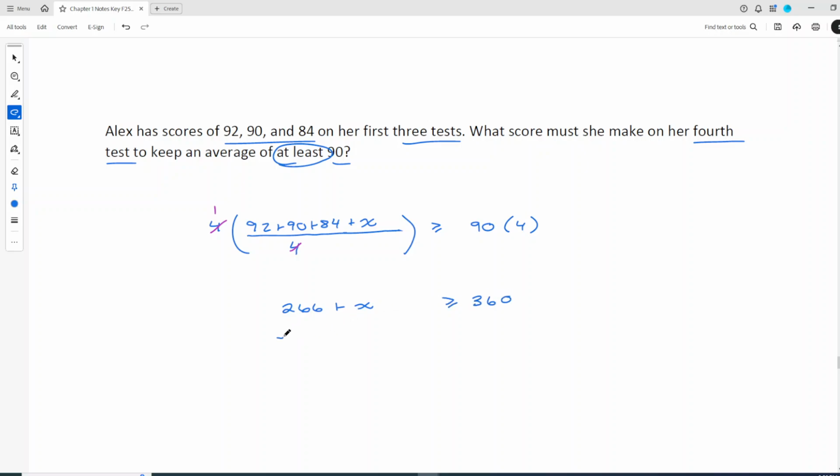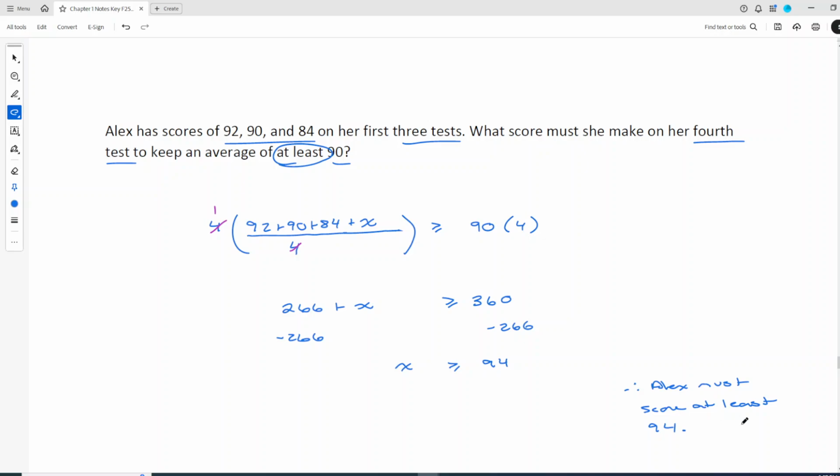Then I'm going to get x by itself by subtracting 266. And I would end up with x has to be something greater than or equal to 360 minus 266, which is 94. Now this one's more of a word question, so I'm going to give a word answer. Therefore, Alex must score at least 94 on the 4th test.